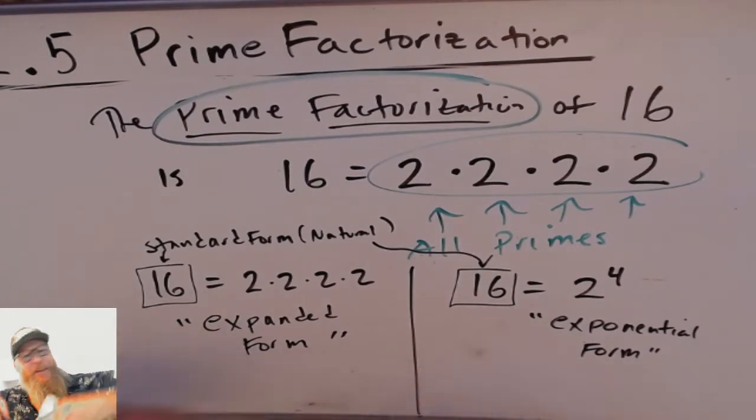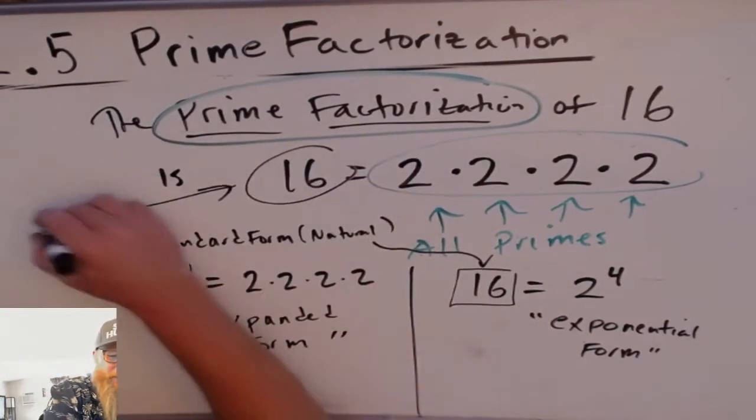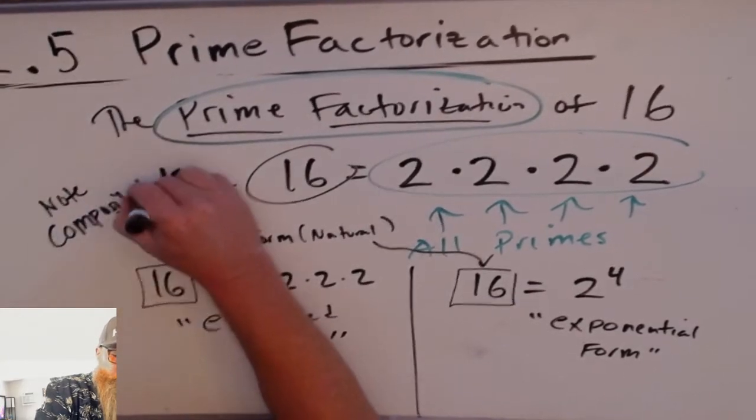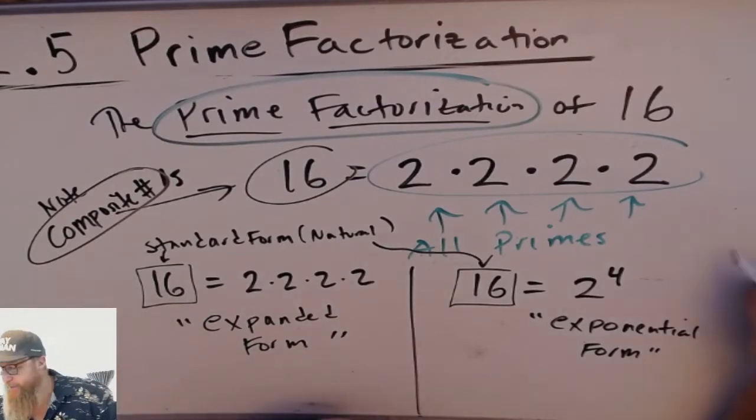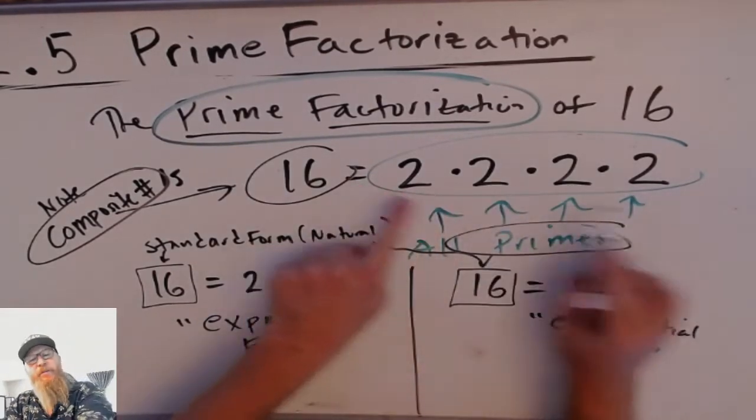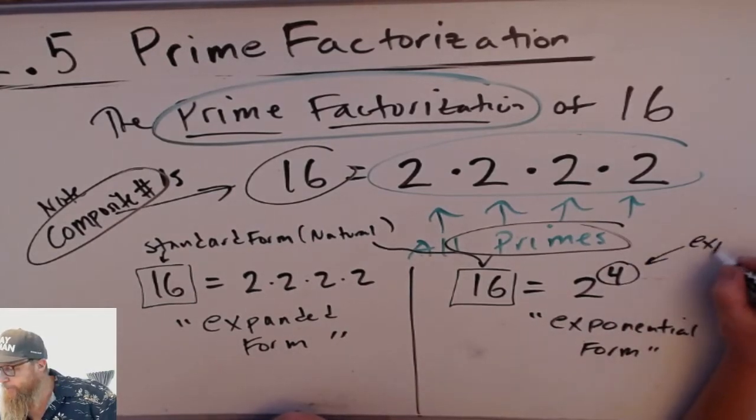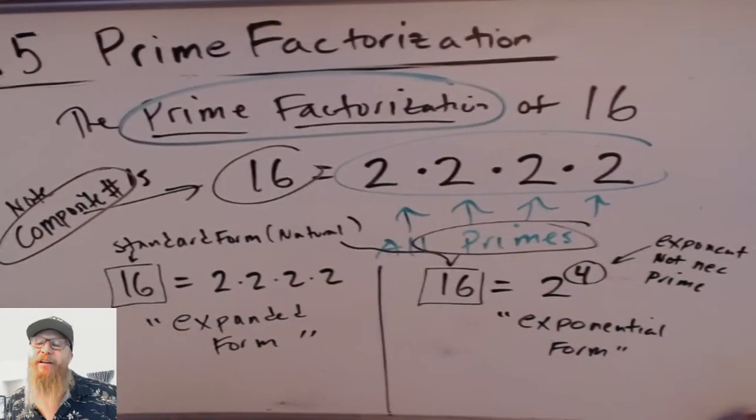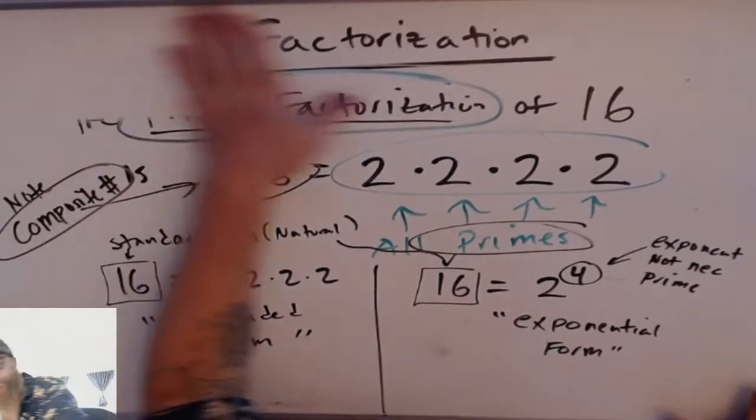Let's take the composite number. This is also a composite number. 16 is composite. In other words, it's not a prime number. And then finally, I just have to say it. All of the numbers in the factorization are primes. The exponent is not required to be prime. So you could definitely have non-prime exponents. I mean, we can't insist on that. That'd be asking too much.